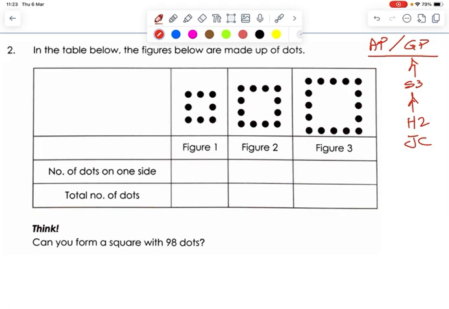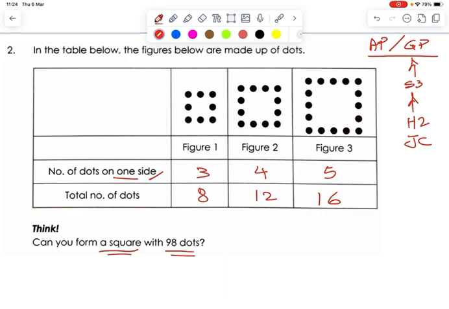Of course, there will be 3 dots in figure 1 on one side, and the total, you can count, is 8. Figure 2 will have 4 dots on one side, and a total of 12. The last figure, figure 3, will have 5 dots on one side, and 16 dots in total. Now the biggest problem is, can you form a square with 98 dots?